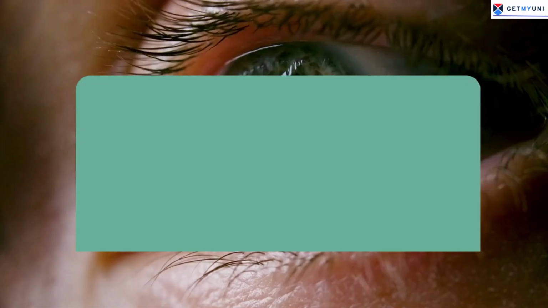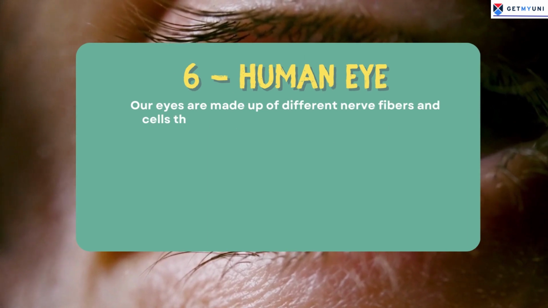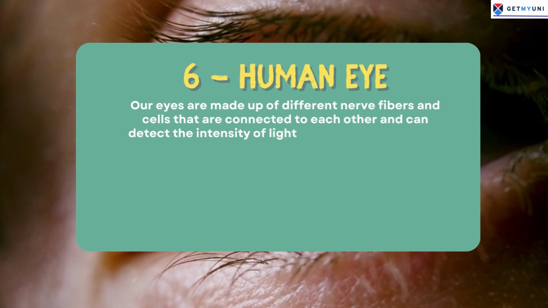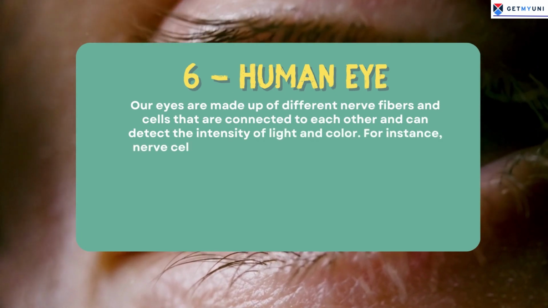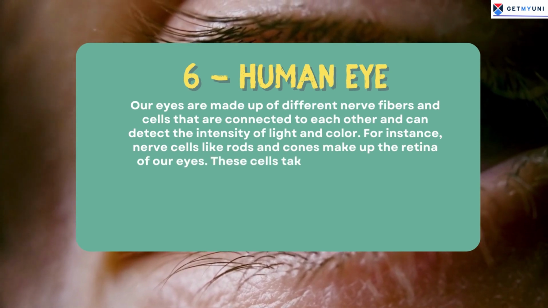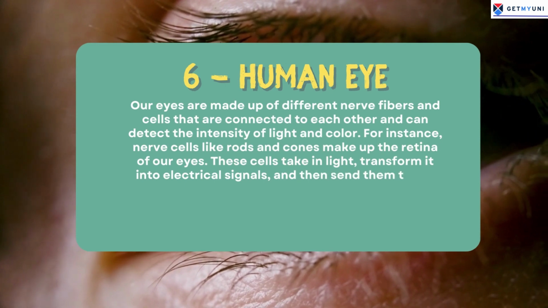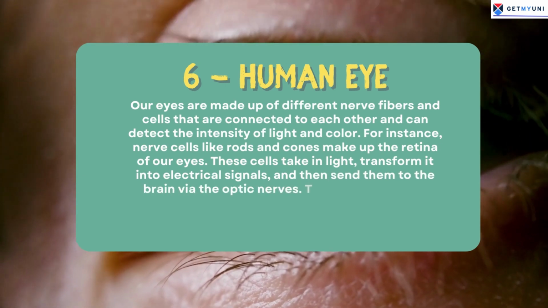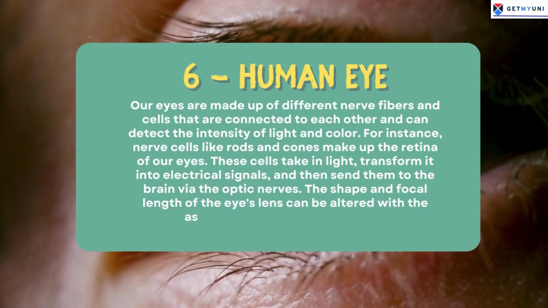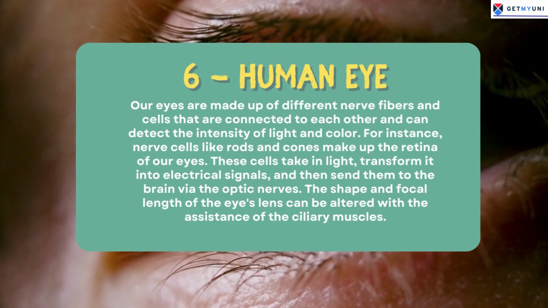6. Human eye. Our eyes are made up of different nerve fibers and cells that are connected to each other and can detect the intensity of light and color. For instance, nerve cells like rods and cones make up the retina of our eyes. These cells take in light, transform it into electrical signals, and then send them to the brain via the optic nerves. The shape and focal length of the eye's lens can be altered with the assistance of the ciliary muscles.